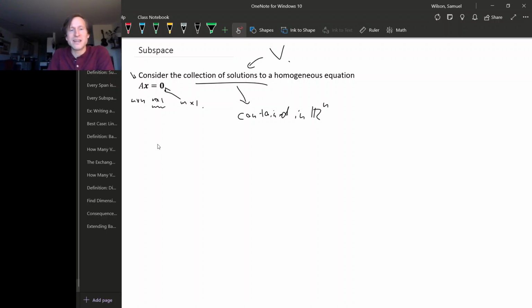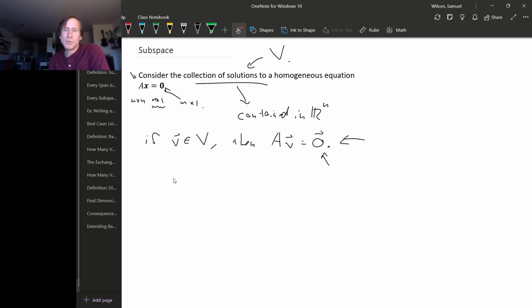So what we're assuming is, if little v is some vector in this collection V, then the matrix A times v is equal to the 0 vector. This is just me rephrasing the definition of V. V is the collection of all solutions, which means if you choose something from capital V, it is a solution to this equation. But what sort of properties does this set of vectors V actually have?